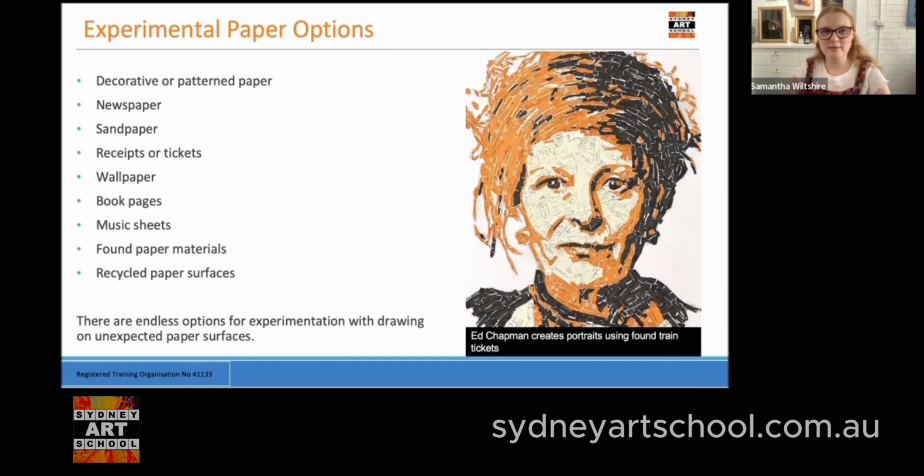You could be using wallpaper, old pages from books or old pieces of sheet music. You could be using found paper materials. Maybe it's old invoices, or maybe you're using even toilet paper. There really aren't any boundaries about this anymore. And you could also be using recycled paper surfaces as well. So not only finding paper in your space, but you could actually be sourcing paper which is recycled as its manufacturing process, if that was something that you preferred. There really are endless options, and I would encourage you to thoroughly explore all of the possibilities.